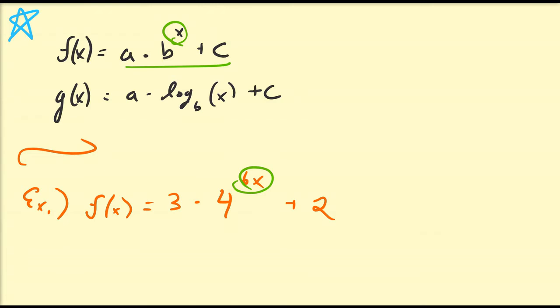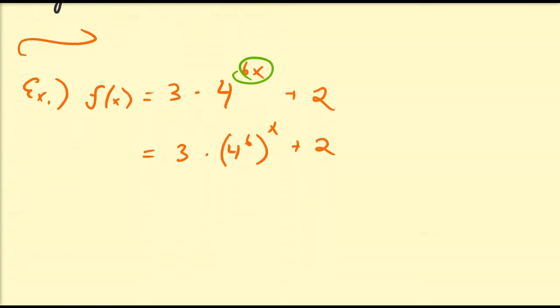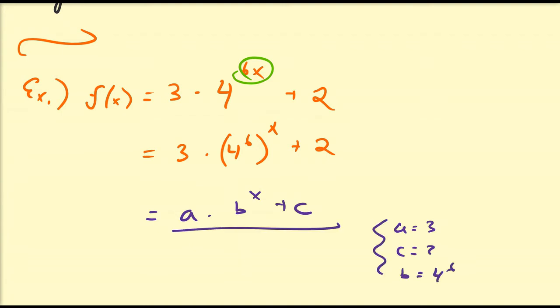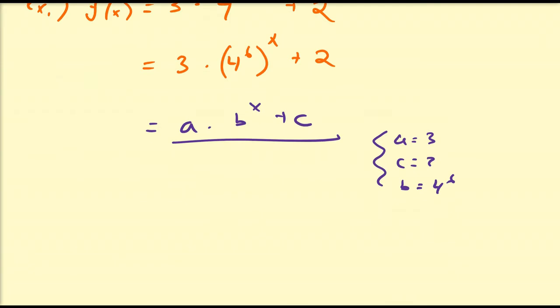So using our properties of exponents, this is equal to 3 times 4 to the 6, all raised to the power of x plus 2. Now notice that we're in the form that we originally stated. This is in the form a times b to the power of x plus c, where a is equal to 3, c is equal to 2, and b is equal to 4 to the 6th. This is a common transformation that is used with radioactive decay problems, which we'll discuss a little bit later on as well. A similar analysis can be performed on logarithmic functions.